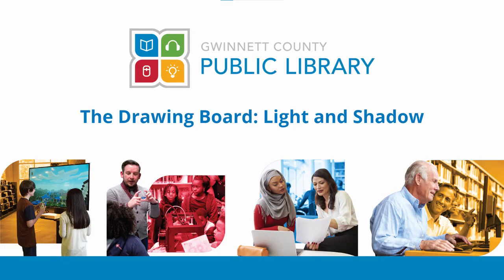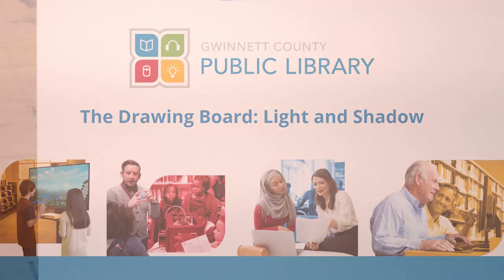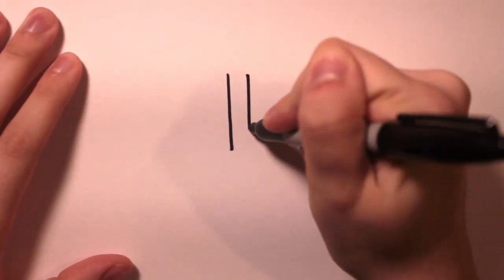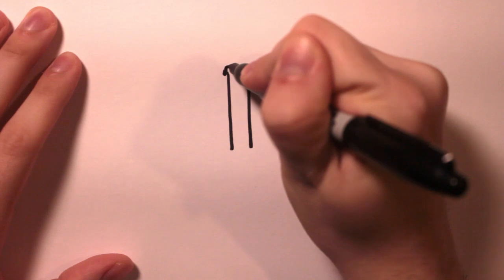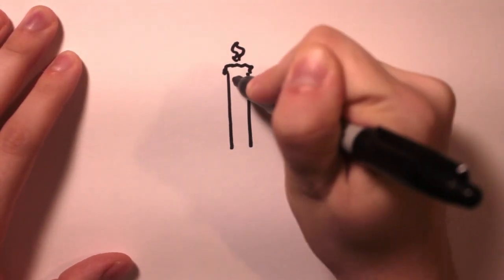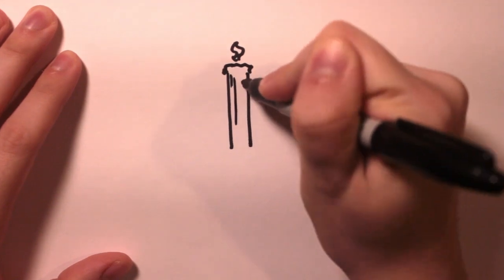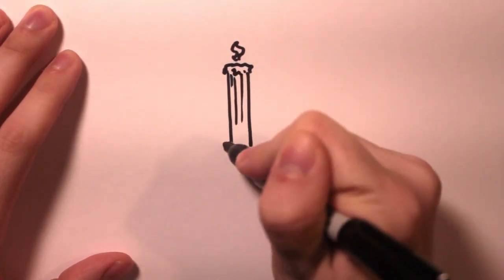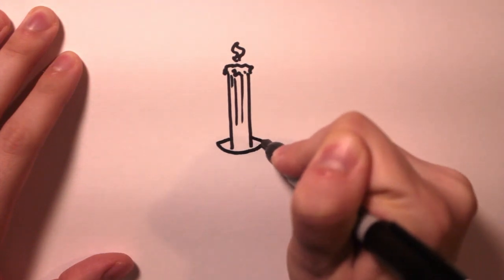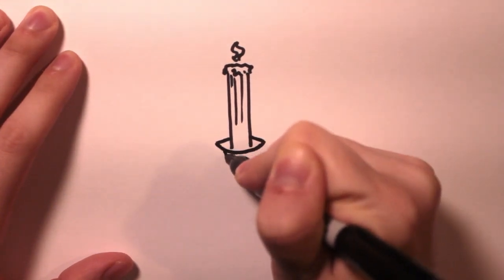Hello. Today we're going to talk about how to draw light and shadow. Understanding light and shadow is one of the cornerstones of making your drawings feel real and solid. The easiest place to start with understanding light and shadow is what we call single source lighting. And that's just really a fancy way of saying that we're only using one light source, like a spotlight, or in this case, a candle.